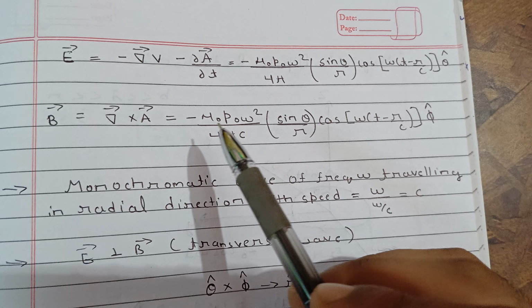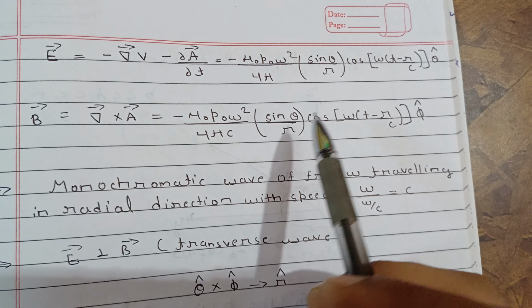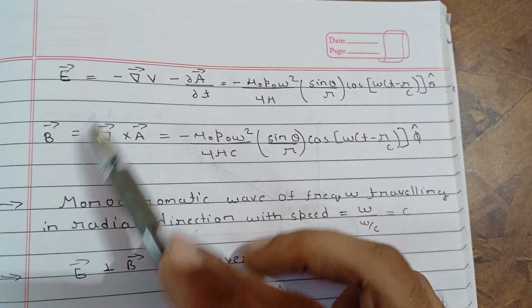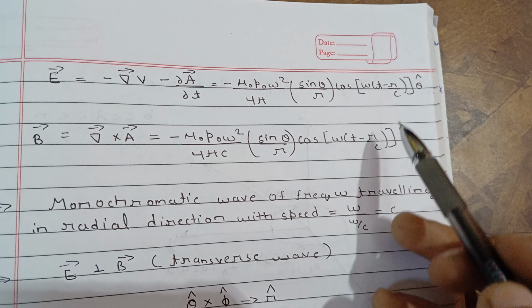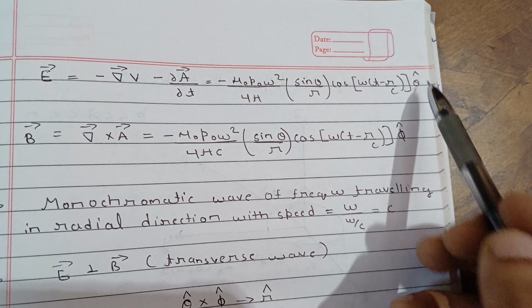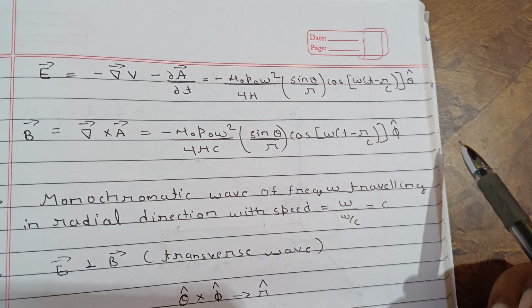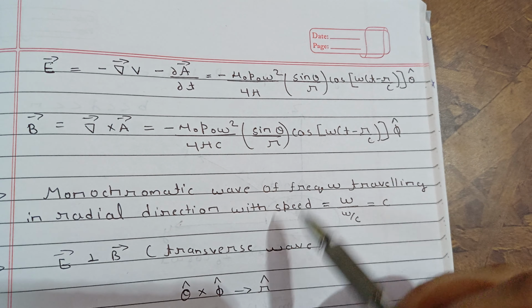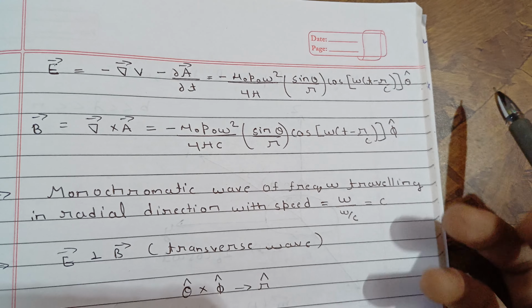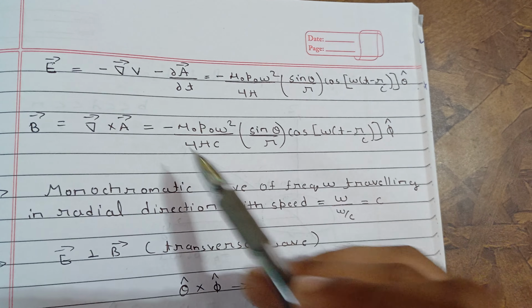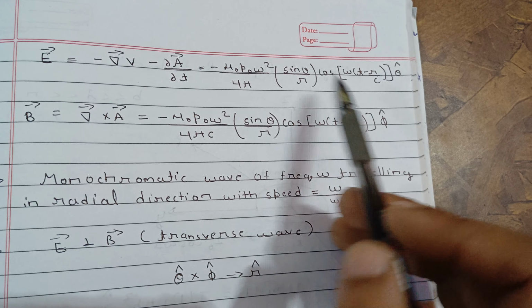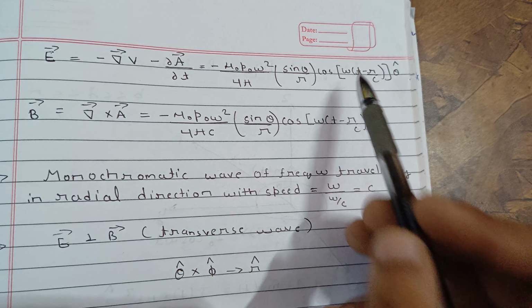Now to validate whether this is an EM wave or not, we can see that E and B are in the theta cap and phi cap directions, so E cross B, that is theta cap cross phi cap, will give you r cap. So that is the property of an EM wave, meaning both are perpendicular to the r cap direction, the direction of propagation. So that's why we can say this is an EM wave, and the frequency will be omega, and this is a monochromatic wave because it depends on one frequency only.